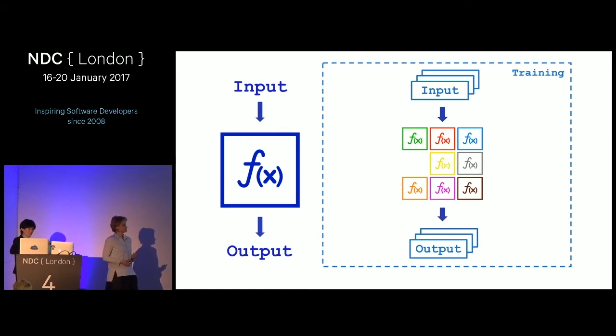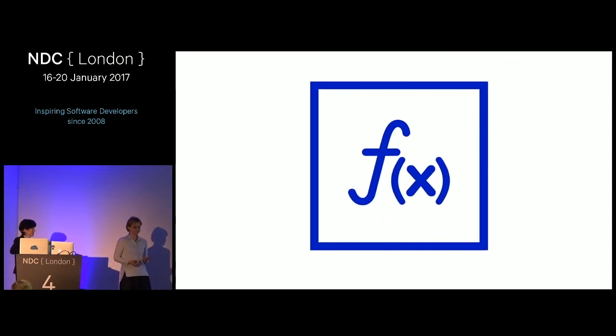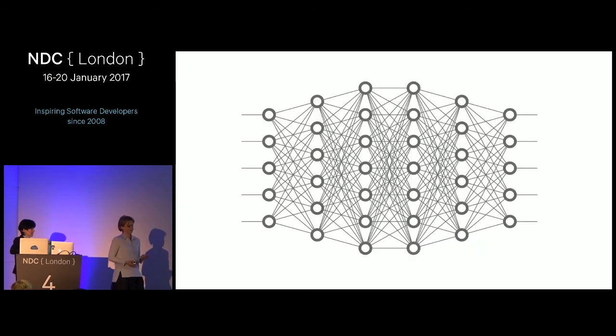So what is a neural network? A neural network is exactly our function. It is an algorithm implementing very complex nonlinear functions, and that is a feature of the algorithm. We will go into detail later on in the talk.